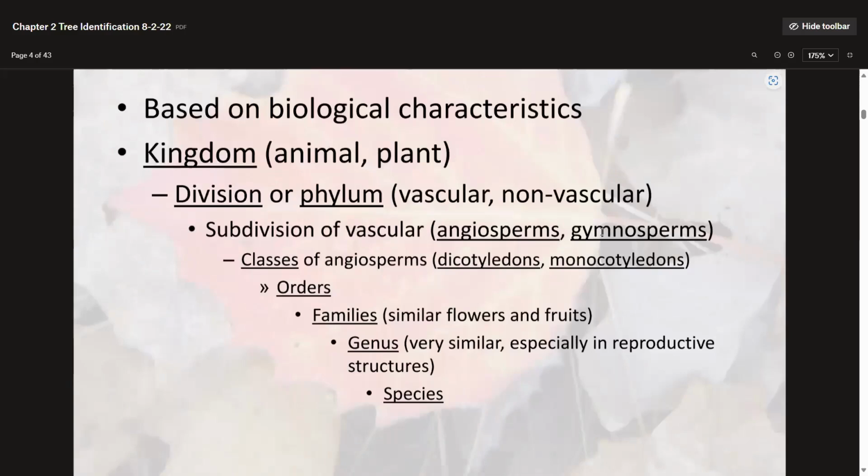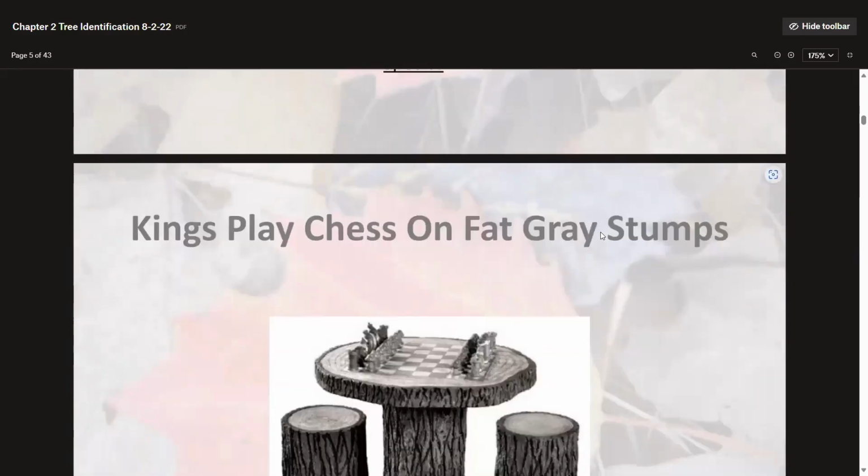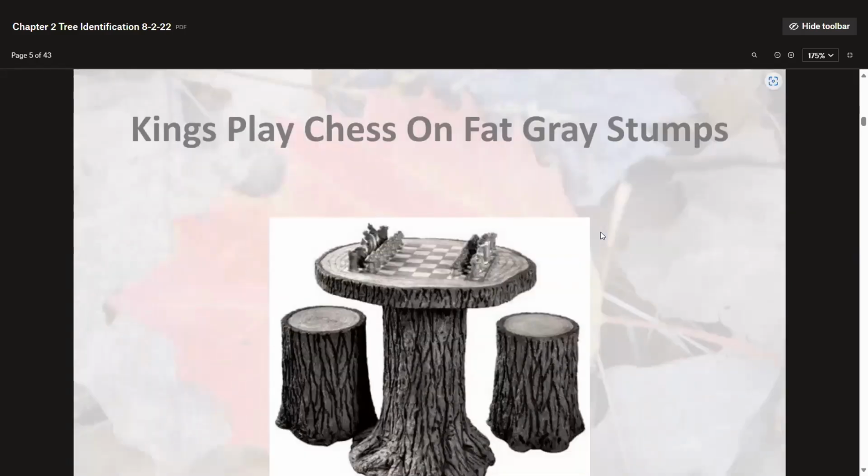Now you say to yourself, how am I going to remember the order that all goes in? Well, there's a little formula to kind of help you out with that, okay? Kings play chess on fat gray stumps. Kingdom, phylum, right? Class. It goes on and on, but that's just a way to remember how they fall, all right? Kings play chess on fat gray stumps.